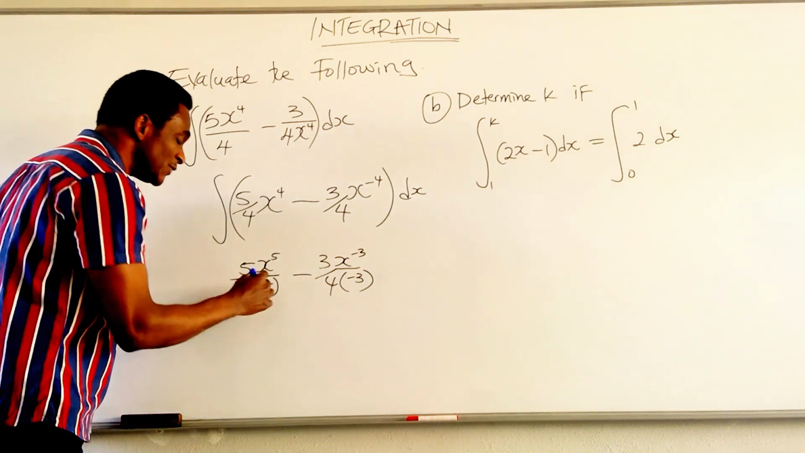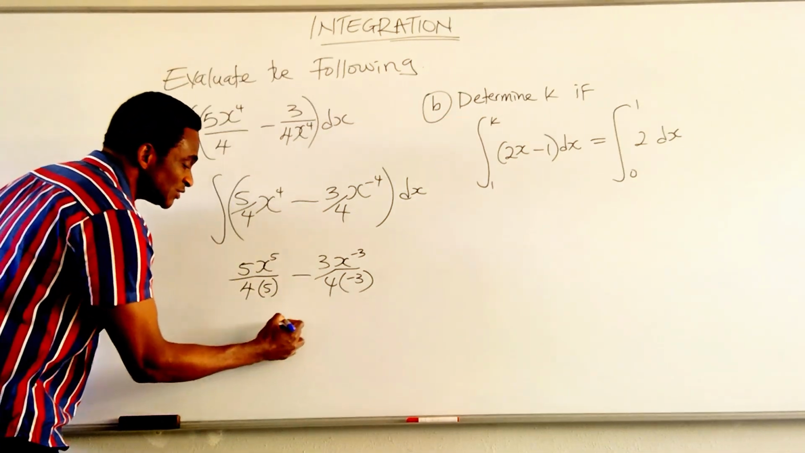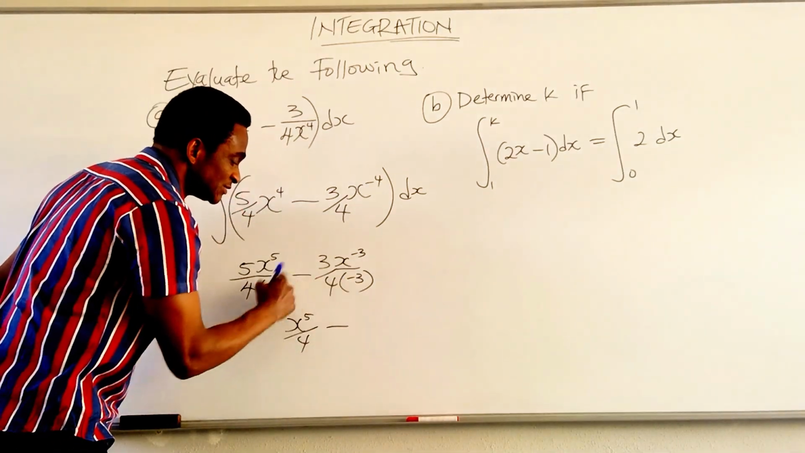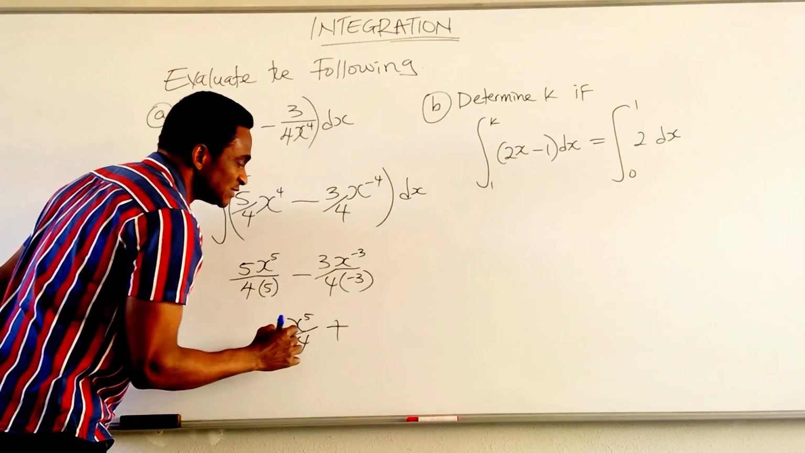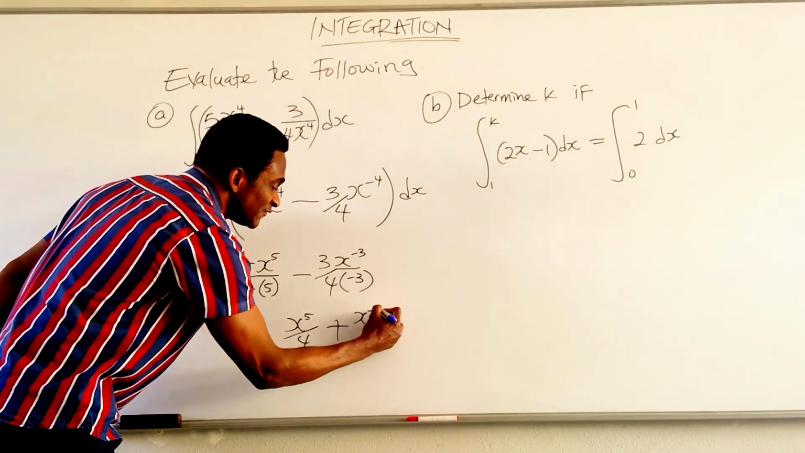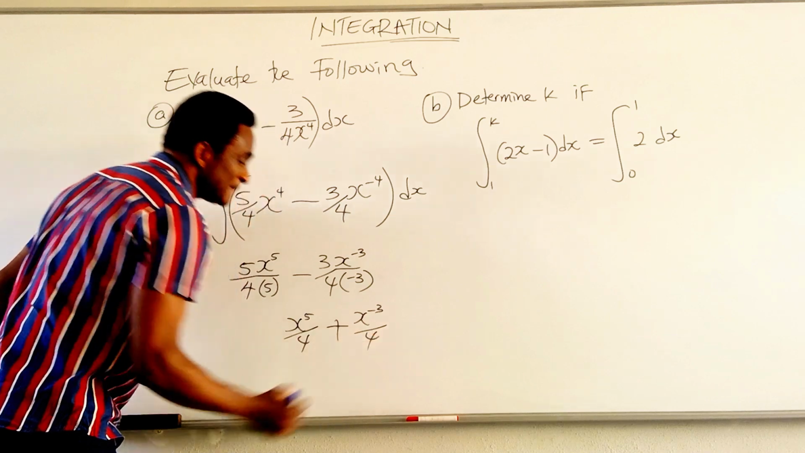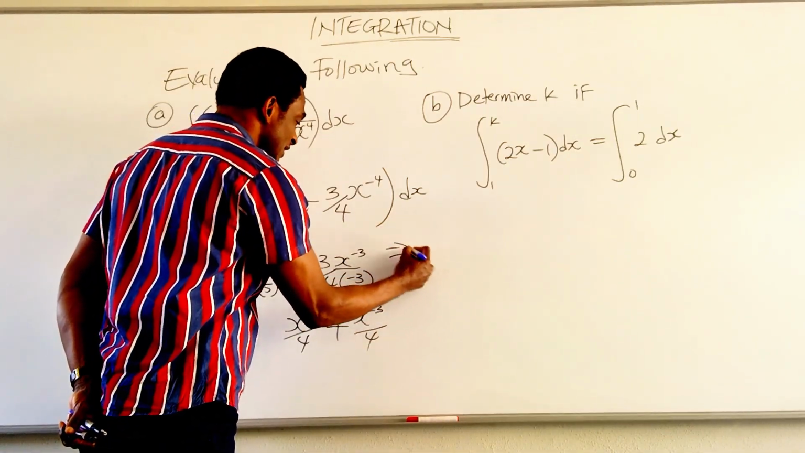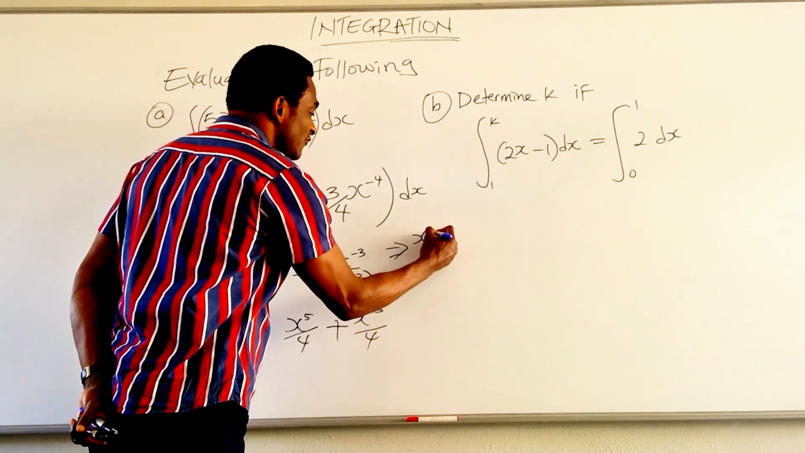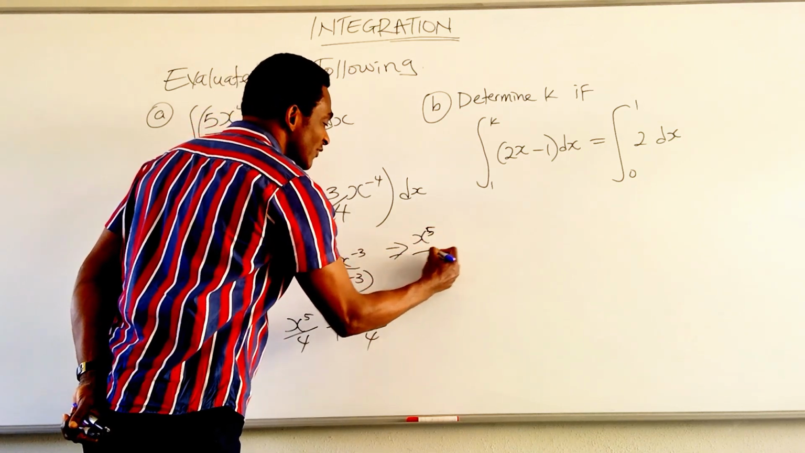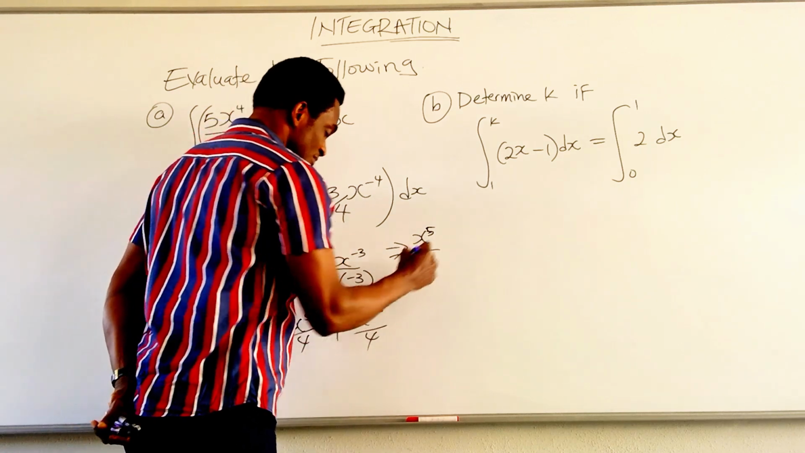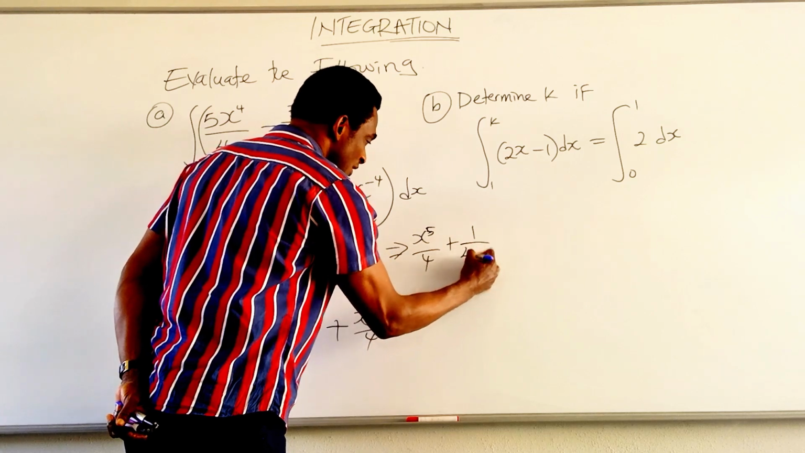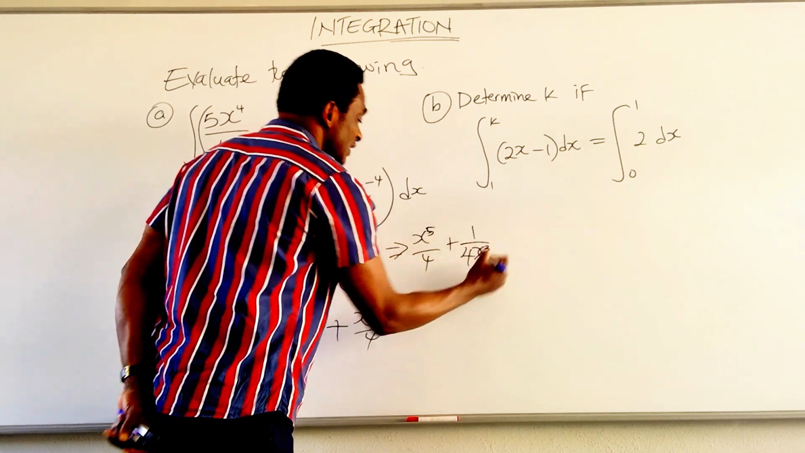So when we simplify this, it is going to give us x to the power of 5 over 4 minus, is plus, x to the power of negative 3 over 4. If we want to write this as positive exponents, then our final answer will be x to the power of 5 over 4 plus 1 over 4 x to the power of 3.